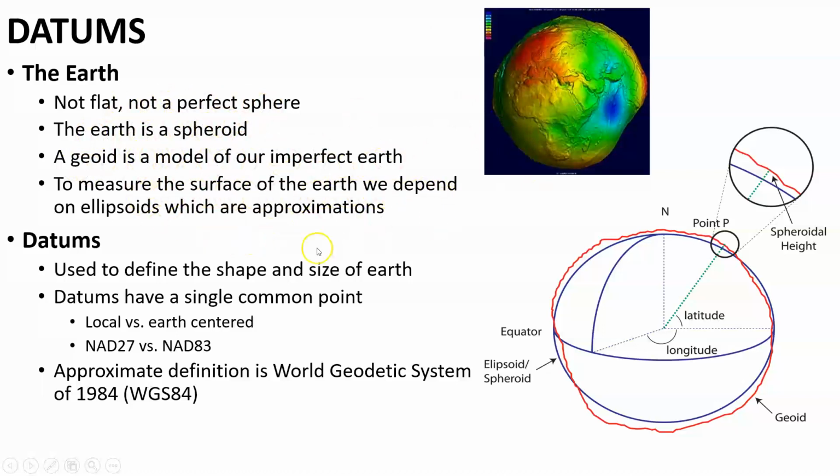Measuring the surface of the Earth depends on ellipsoids, which are approximations, and datums are used to define the shape and size of the Earth. Datums have a common single point. We also have local datums versus Earth-centered datums. For example, NAD 27 is a local datum. It is measured from Meads Ranch in Kansas. NAD 83 uses the WGS 84 satellites, so this would be an Earth-centered datum.